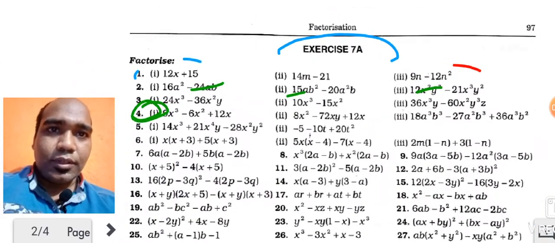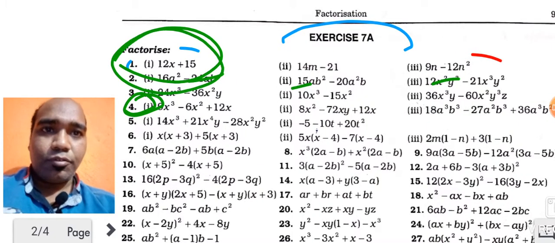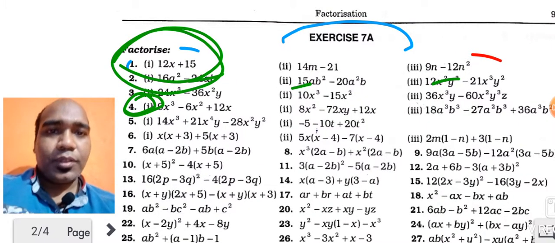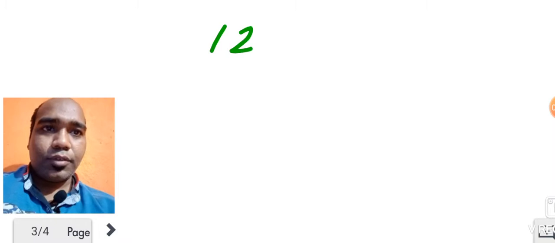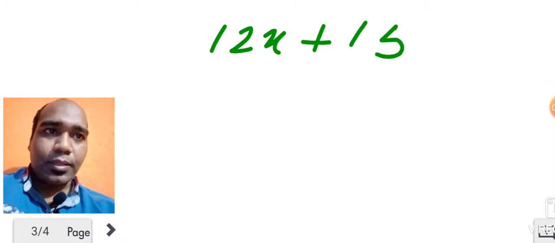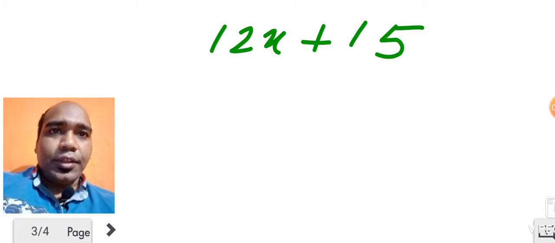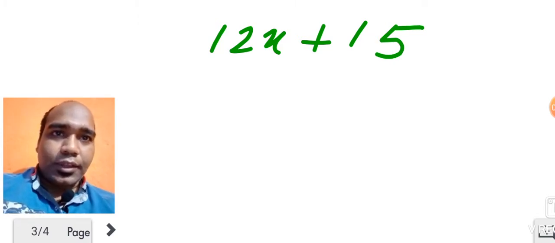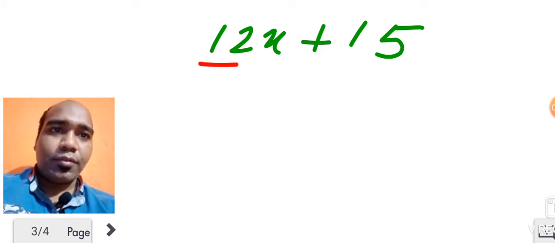So, come to the exercise. Exercise question number 1, 2: 12x plus 15. How can we factorize 12x plus 15? If I write 12x plus 15, now you have to see, in the table, the highest common factor, HCF, you have to take. HCF of which numbers? HCF of the numbers 12 and 15.